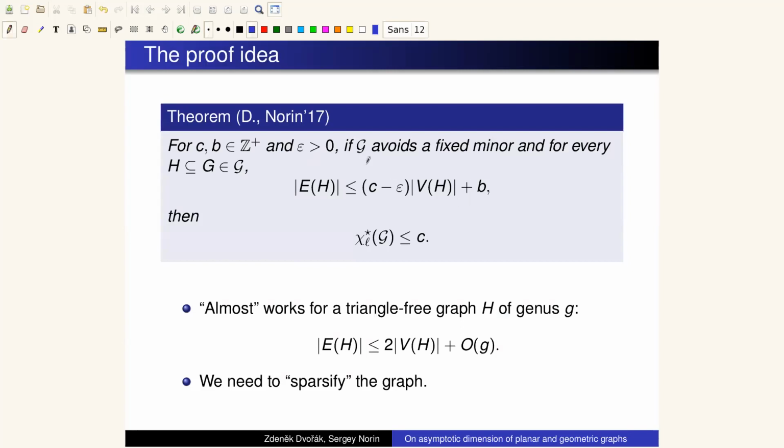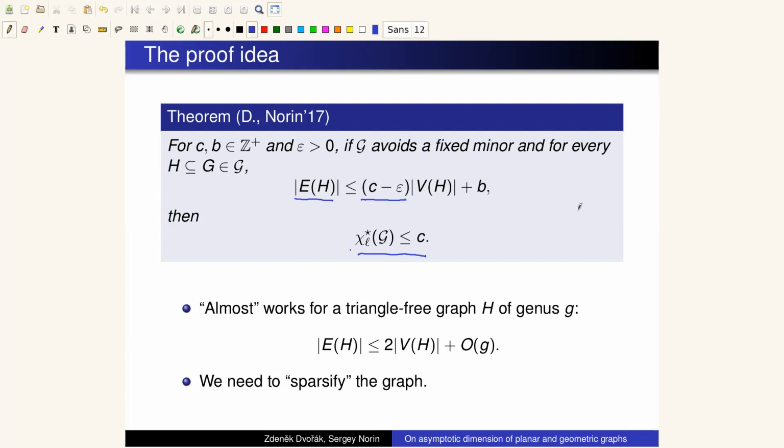that tells you that if our graph is, let's say, from some proper minor closed class, so it avoids a fixed minor (actually it's more general, but let's stick with this), and all of its subgraphs are fairly sparse, so the number of edges inside any subgraph is at most C minus epsilon times the number of vertices, plus maybe some error, then you will be able to get a clustered coloring by at most C colors, or in fact clustered choosability at most C. And this is by the so-called island argument.